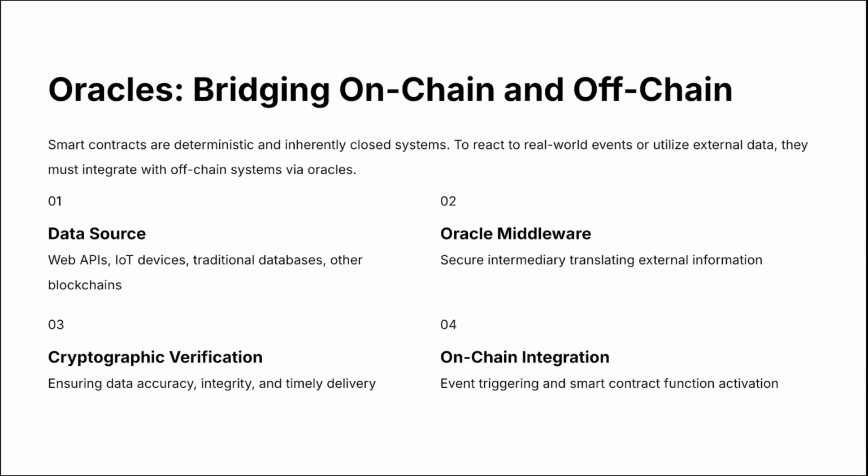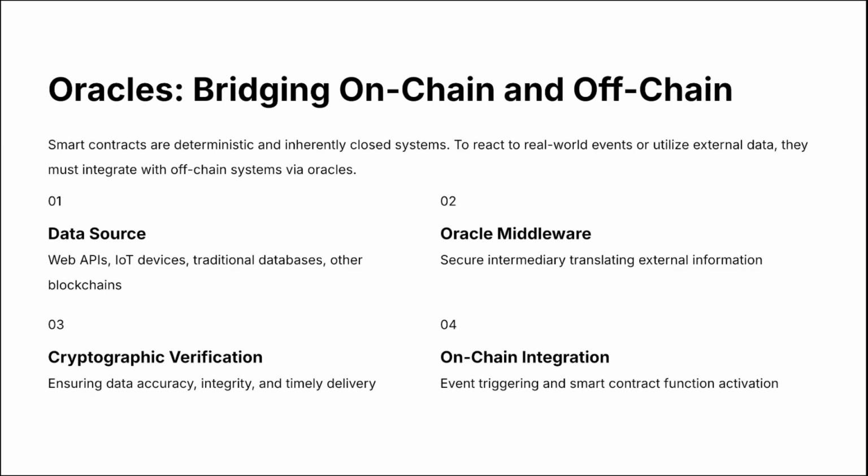Now let's talk about how we can bridge on-chain and off-chain data. Smart contracts are powerful, but by design they are deterministic and closed systems, meaning they cannot access data outside the blockchain on their own. To interact with the real world, like market prices, weather data, or shipment updates, they need a trusted connection to off-chain information. That's where oracles come in.